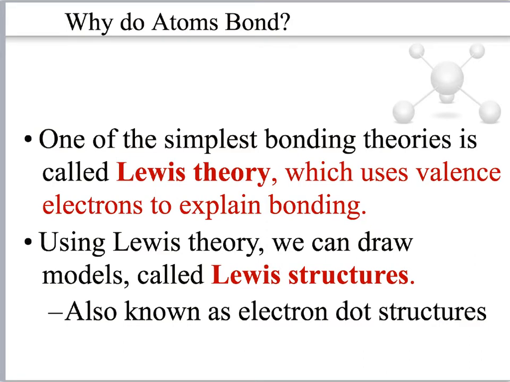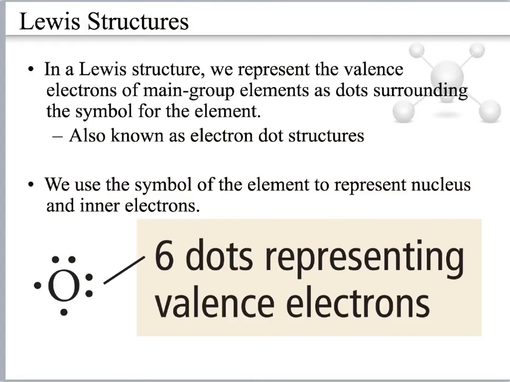We're going to start off the chapter talking about a bonding theory called the Lewis theory, and it's handy, it's useful, and it's pretty simple. We're going to start off by learning how to draw Lewis structures for both elements and molecules. In a Lewis structure, the valence electrons are represented with dots, and the dots are placed around the symbol for the element.